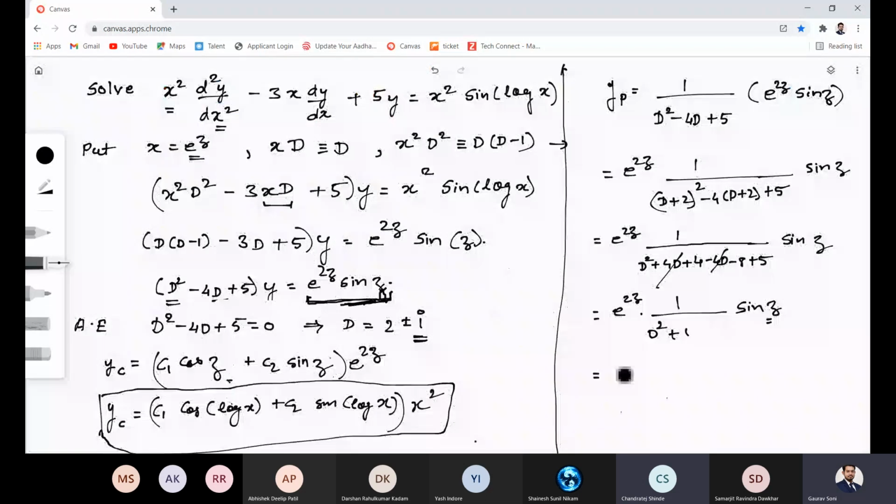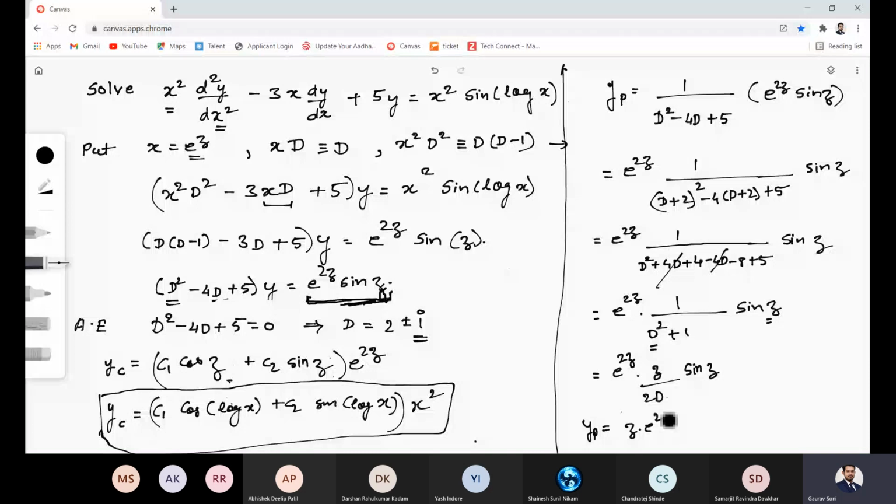What will you multiply by here? X. This is d by dz. Sorry, sir, so we'll multiply by z. Derivative of this is 2D, sine z. Very good. So yp is equal to, 1 upon D is nothing but integration. So z e to the power 2z, integration of sine z is minus cos of z divided by 2.